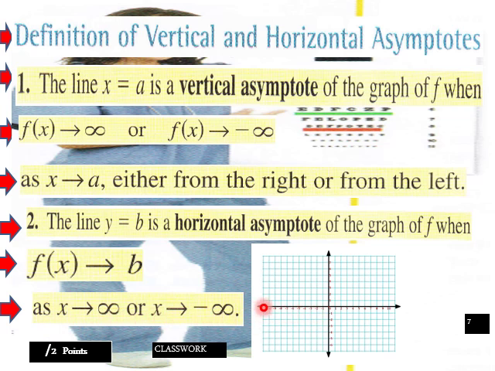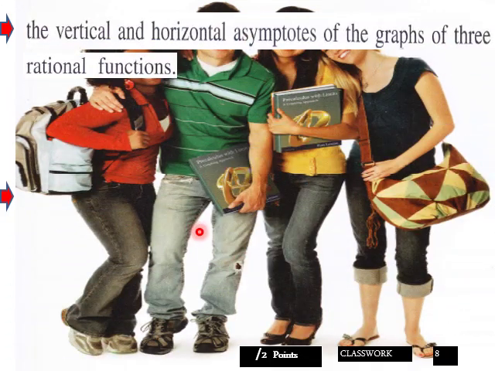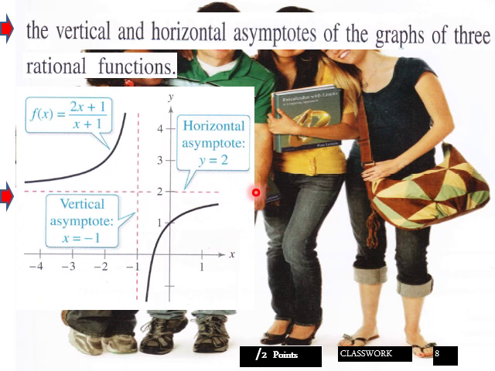So you have situations here where the graph will manifest itself as x goes to positive infinity or negative infinity. Well, let's see an example of that. Vertical and horizontal asymptotes of graphs of three rational functions.